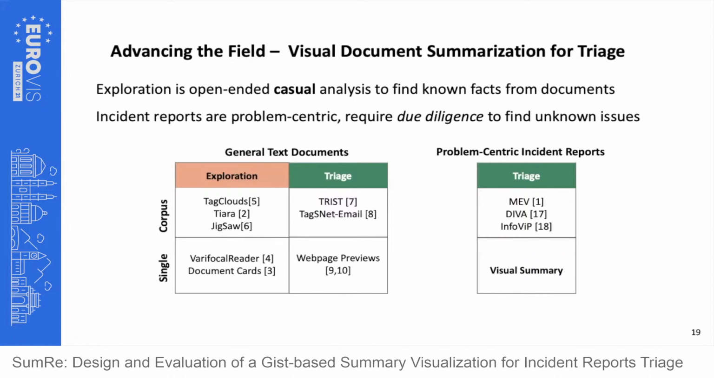However, again, because the type of documents are different and incident reports are more specific, we look at some of the work that's done for visualizing incident reports. We see that a set of documents are visualized using node link diagrams or a tree map, looking at the existing work. Our contribution through this work is visually representing a single report by designing a visual summary of these documents.